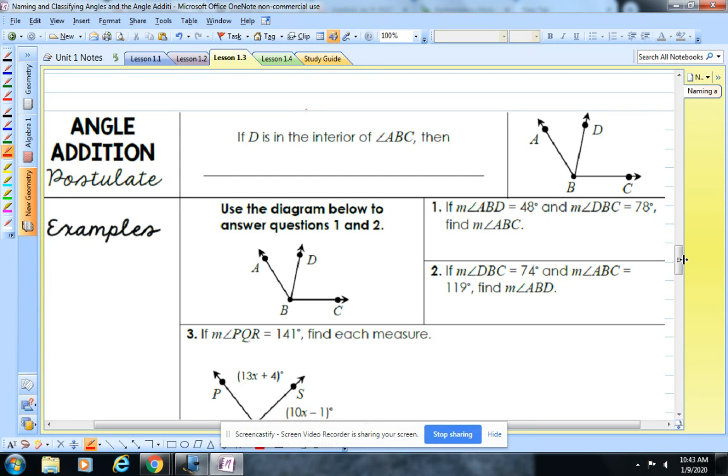Y'all see that? So in this one, angle ABD plus angle DBC equals angle ABC. I messed up that first one, didn't I? I'm sorry. Little plus little equals big. So if you want to write that down again, it's the same thing, except today we're doing angles.